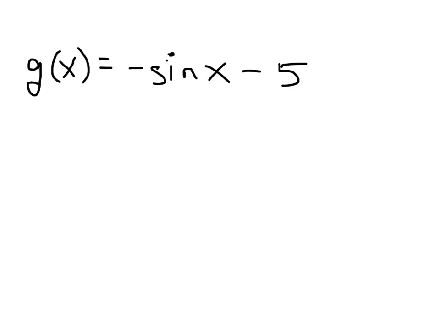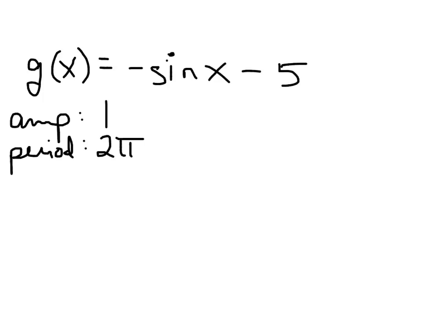First of all, I want you to identify all the pieces that happen. What's the amp? It's not negative 1. It's 1. Remember, the amp is the absolute value of A, so therefore it's always positive. So the amp is 1. What's your period? 2 pi over 1, because there's not a number in the B, so therefore it's just 2 pi.